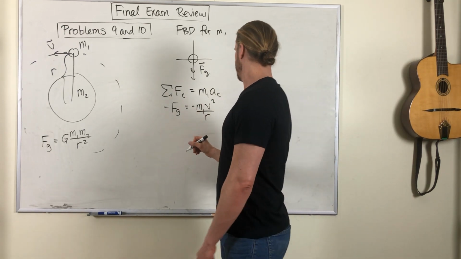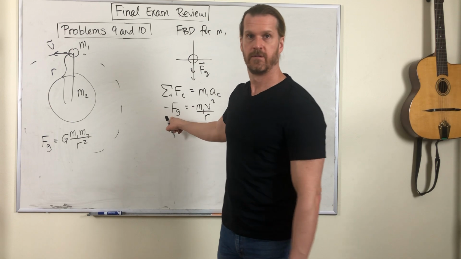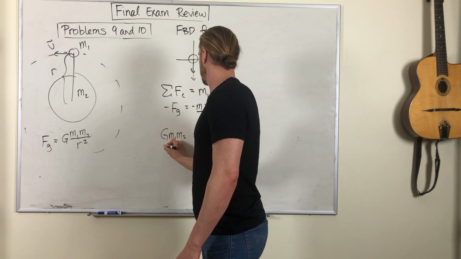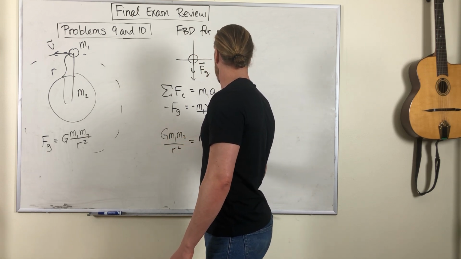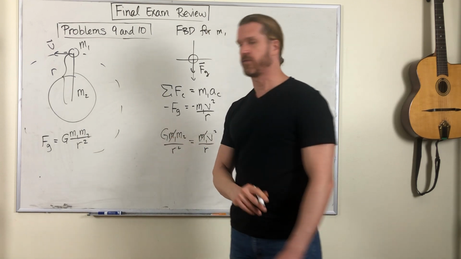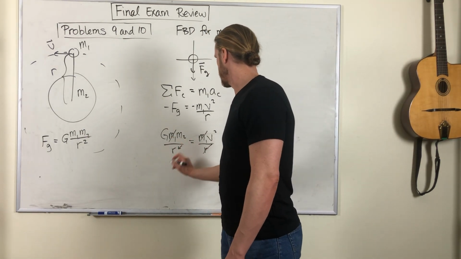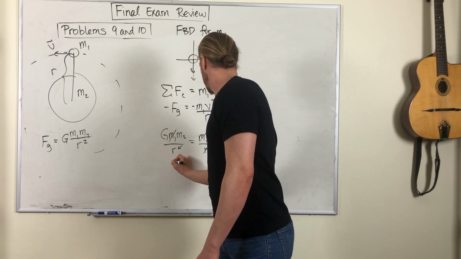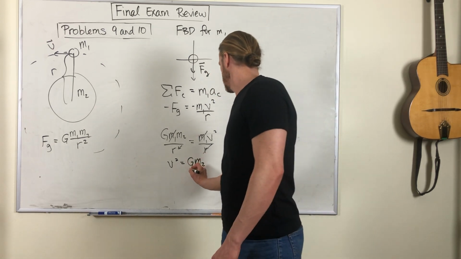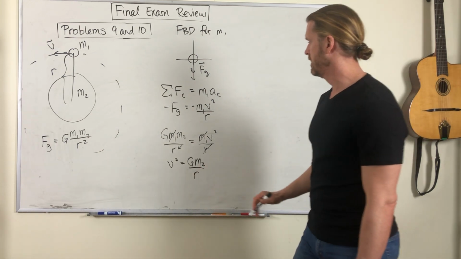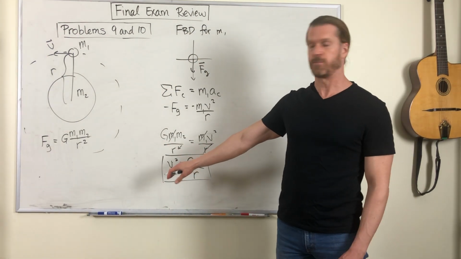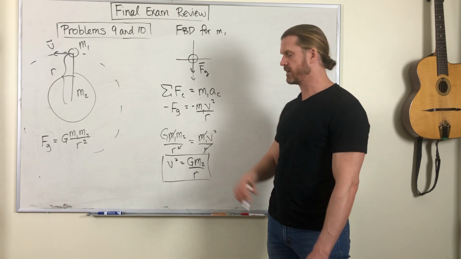But those two negative signs cancel each other out, and we replace Fg with the full expression for the gravity force. G m1 m2 over r squared equals m1 v squared over r. And the mass of the satellite cancels out, one of these r's cancels out, so we get this expression: v squared equals G times the mass of the planet divided by r. Now that's one useful expression that relates the speed to the orbital radius and the mass.